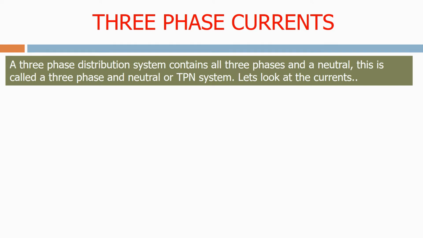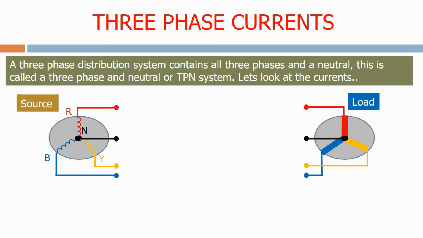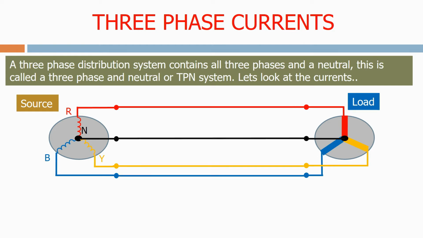A three-phase distribution system contains all three phases and a neutral. This is called a three-phase and neutral, or TPN system. Let's look at the current. Firstly, we have a three-phase source with red phase, yellow phase, and blue phase output, and a neutral. We have a three-phase load with red, yellow, and blue elements. We have three-phase conductors, red, yellow, and blue, and finally a neutral conductor.